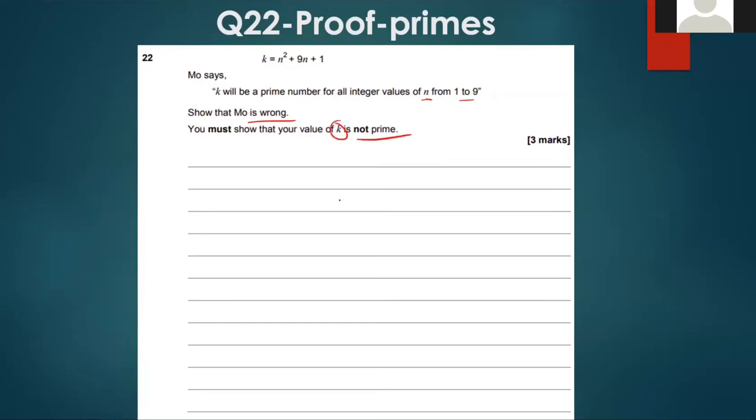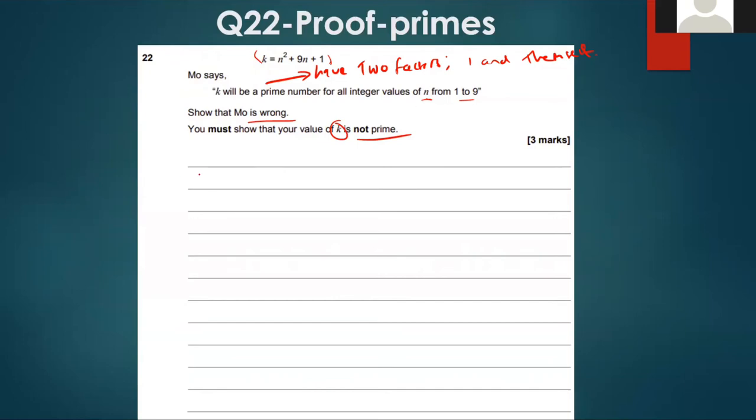So here, what we first of all need to know is prime numbers. Prime numbers have two factors, and those two factors are 1 and themselves. So we need to work out that when using this formula, it doesn't give us a prime number. An integer value just means a whole number. Basically, try different values of n from 1 to 9.